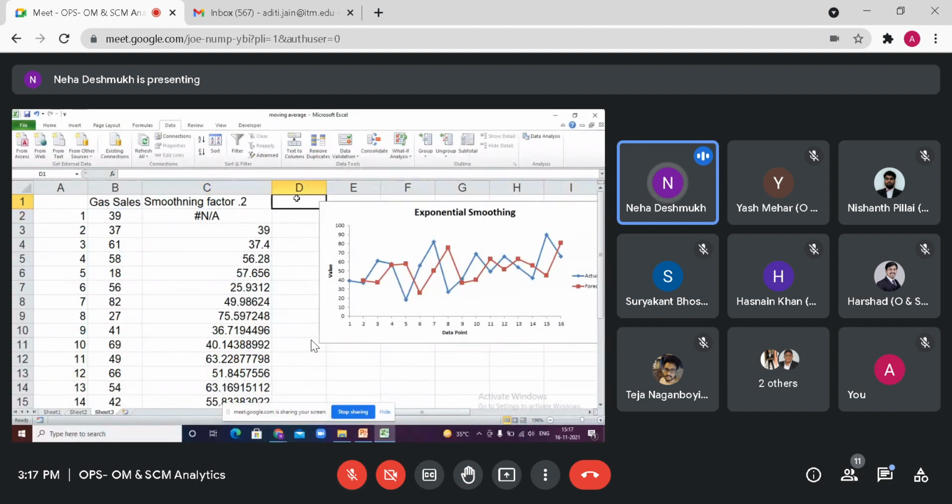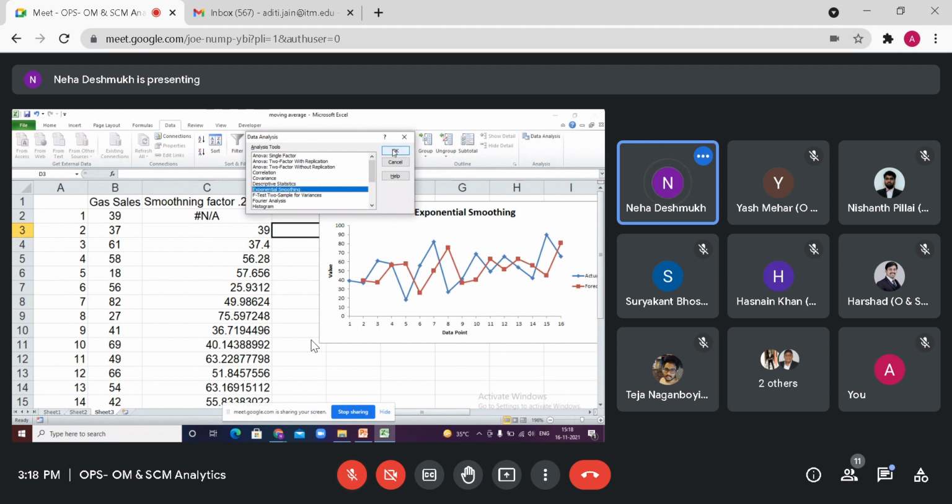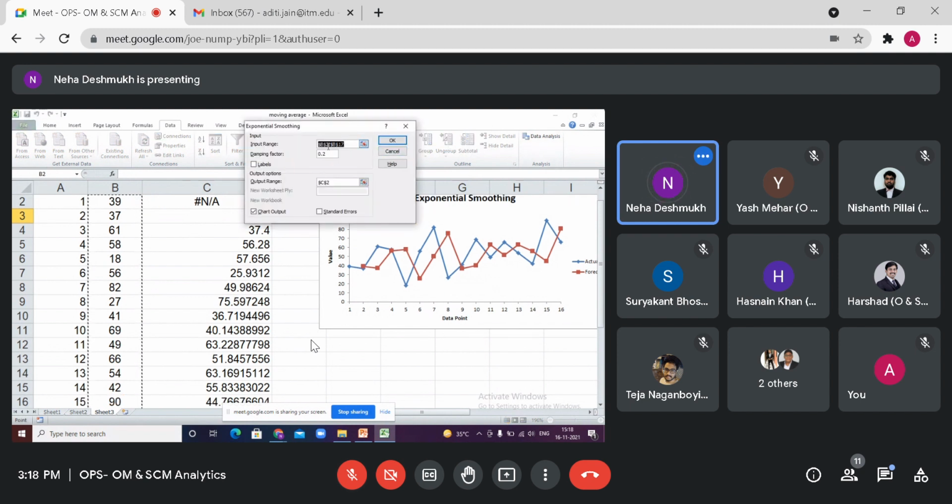The same moving average can be calculated with the damping factor 0.7. Suppose either 0.3 or 0.7, it is just a parameter to smooth the data. Data analysis, exponential smoothing, everything is the same. Just change the damping factor to 0.7.